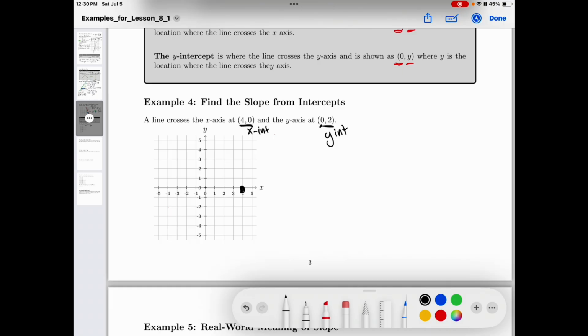And then for the y-axis, we have an intercept of (0, 2). So I don't move horizontally at all, but I go up 2. And now, if I draw the line that passes through those 2 points, I can see my line based on the intercepts. This is my y-intercept, and this is my x-intercept.